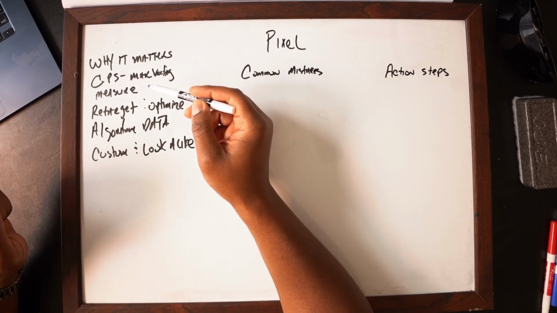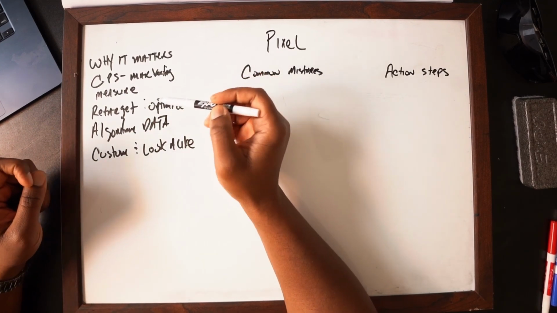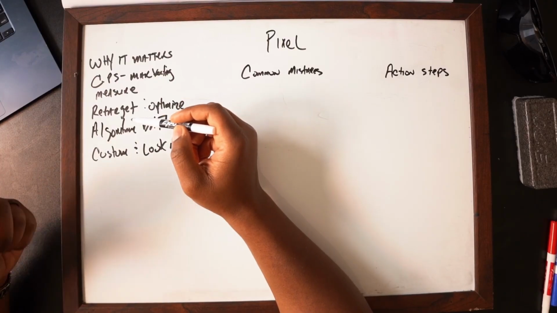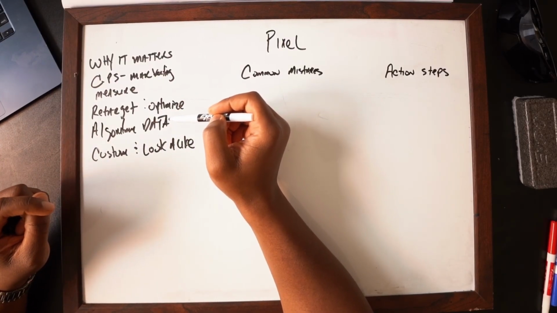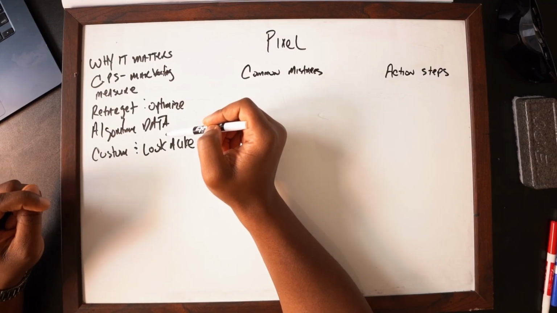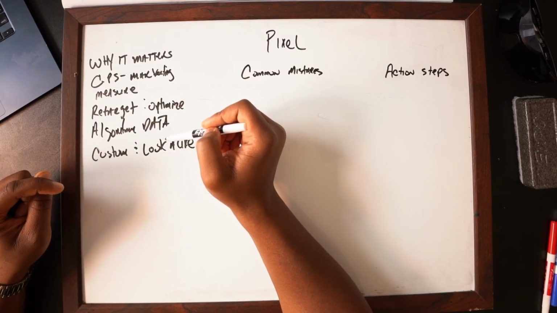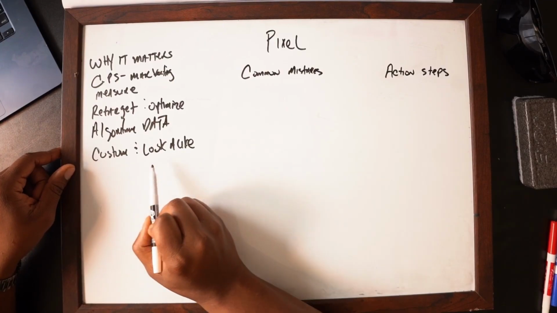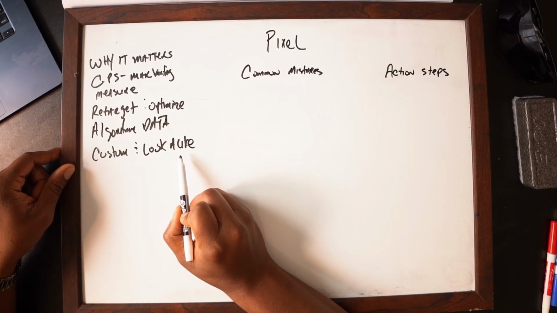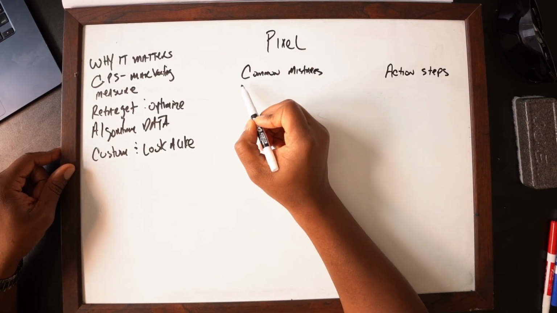Whatever you can't measure, you won't be able to scale. You'll also be able to retarget and optimize by setting up your pixel the right way. It'll give your algorithm the right data to reach the right person. And then lastly, you'll be able to create your custom and lookalike audiences if you have a pixel. So let's go on and get into the common mistakes.